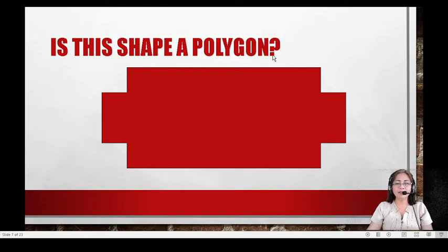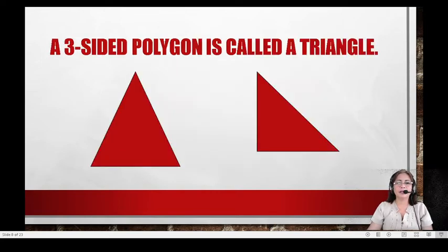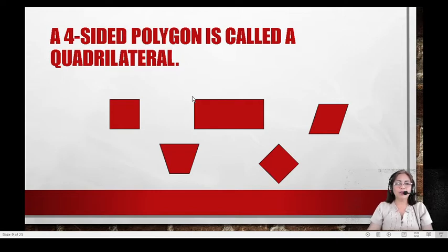Is the shape a polygon? Yes, it is. It's closed and it's made up of how many line segments? Or sides. A three-sided polygon is called a triangle. We have three sides. One, two, three. So this is called a triangle. A four-sided polygon is called a quadrilateral. All of these polygons are four-sided: a square, a rectangle, a rhombus, a diamond, and a trapezoid.